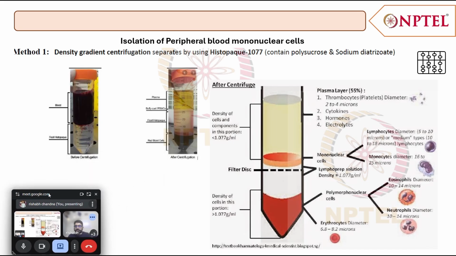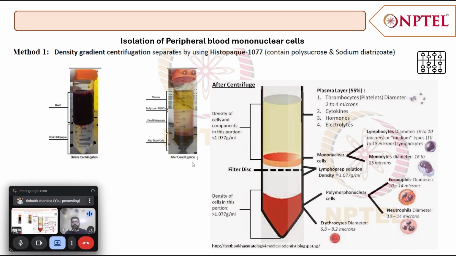Okay, so there are two methods basically. The first method is density gradient centrifugation, in which we separate using Histopaque 1077. This is the name of the resin that we use for separating these particular cells, and it contains polysucrose and sodium diatrizoate.